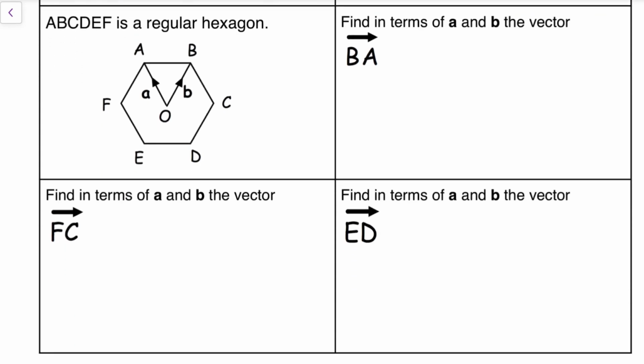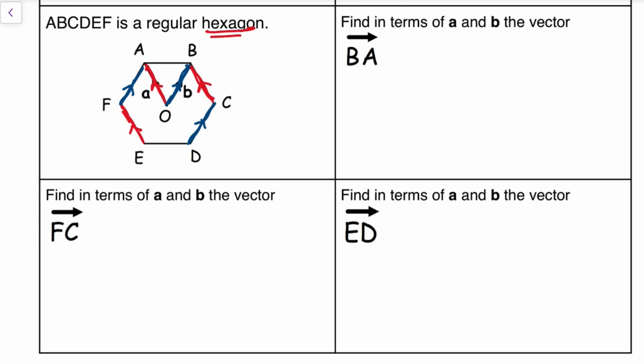Next question. ABCDEF is a regular hexagon. Now, regular hexagons are really popular in vector questions. That is because you straight away know that hexagons are built of equilateral triangles, which means that these sides here are the same vector. And similarly, because it is a regular hexagon built of equilateral triangles, these here are also the same vector, crucially going in the same direction. So I'm going to put arrows on so I don't make a silly error. So a goes in this direction and my b's go in that direction.